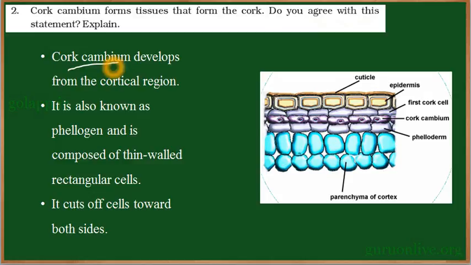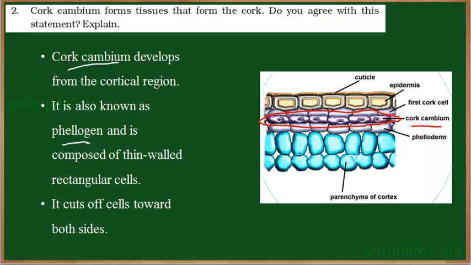So they are thin rectangular shaped cells. These thin rectangular shaped cells which are present in the cortex of the stem are called cork cambium, and it is also known by the term phellogen. So the terms phellogen and cork cambium are one and the same. Now the cork cambium represents a meristematic tissue. The meristematic tissue which gives rise to cork is called cork cambium.